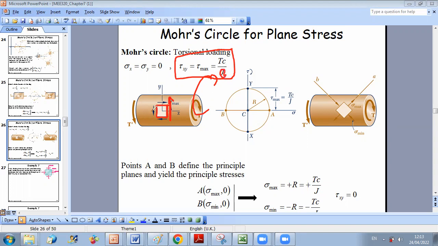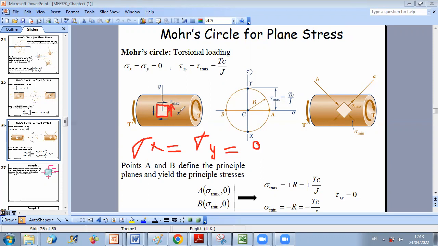And then all you have to do is to represent for this element what are sigma x, sigma y, and tau. And of course, in pure torsion, no sigma. Sigma x equals sigma y equals 0. And we only have a shear due to torsion, and this shear at this face, its tau xy is positive, because as you can see, if I take the normal to this side, it's along positive x, and tau is oriented along positive y. So here tau xy is positive, equal to tau max equal to Tc over J.